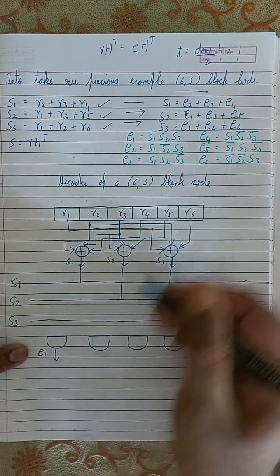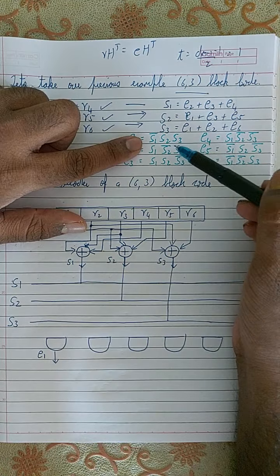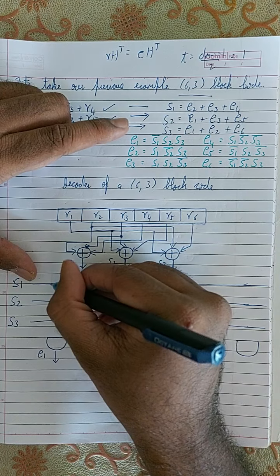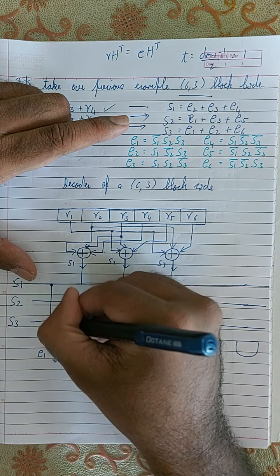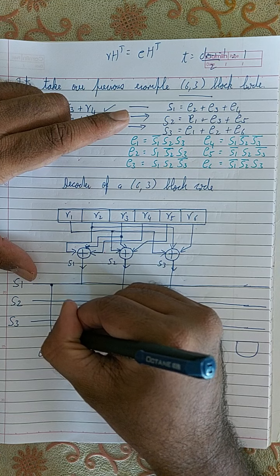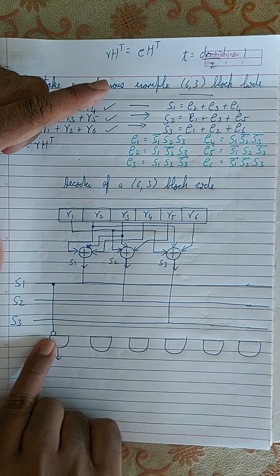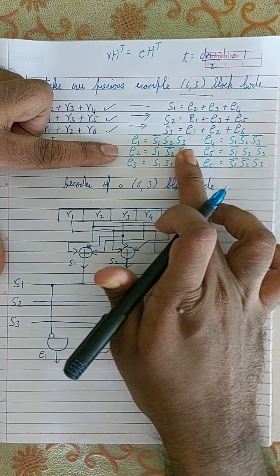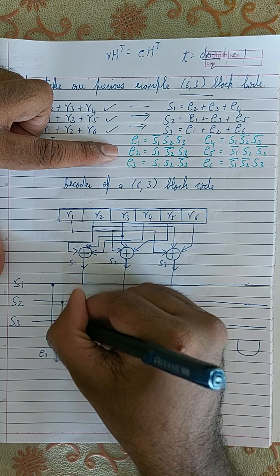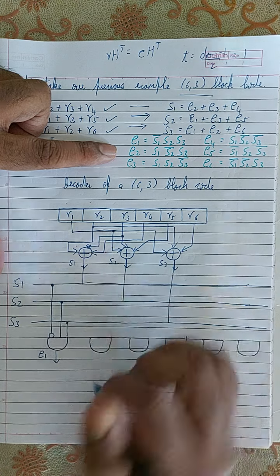What is the equation for E1? E1 is S1 bar, S2, S3. So S1 bar means I'll draw a circle over here to express its complement. Okay, the circle means S1 bar. And what is it? S2, S3. Like this, you got E1.